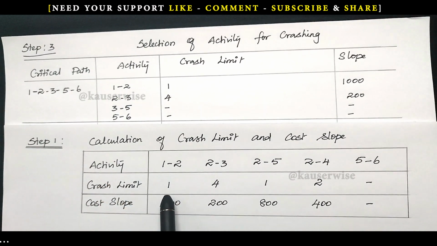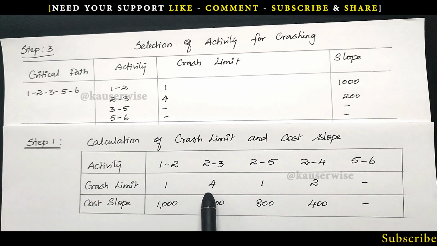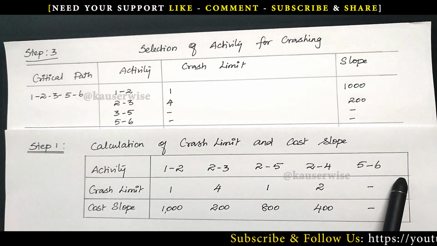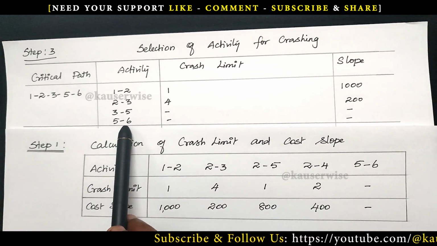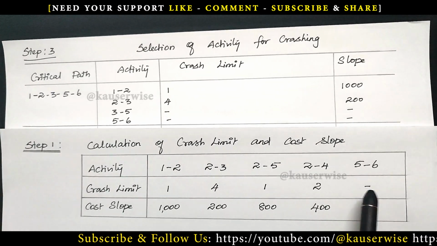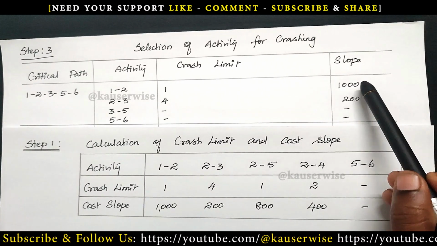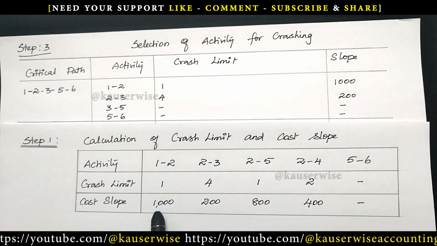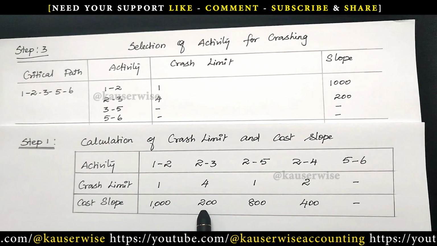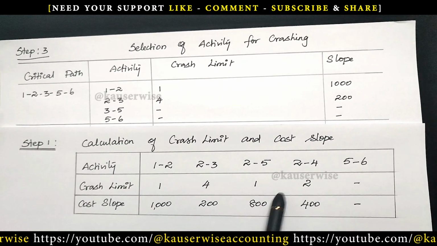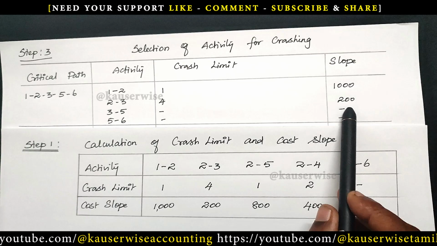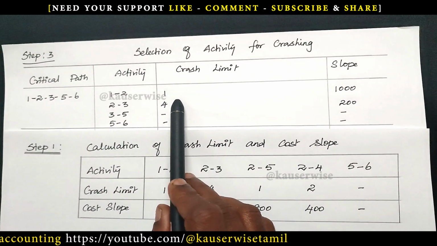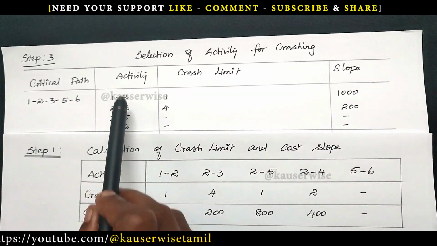For 1 2, and for 2 3, the crash limit is 4. For 3 5, it is not there, that is a dummy activity, so put a dash. And for 5 6, the crash limit is nil. In the same way we have to enter the slope. Just refer to the cost slope. For 1 2, 1000. For 2 3, 200. For 3 5, it's a dummy activity, so nil. For 5 6 also slope is nil. Just enter crash limit and slope for critical activities.